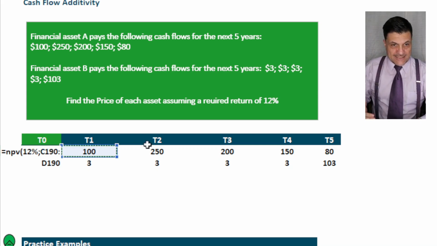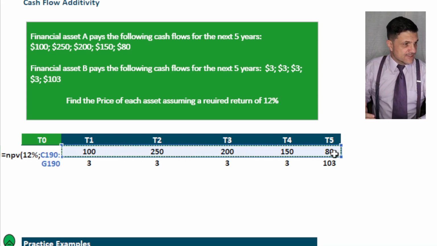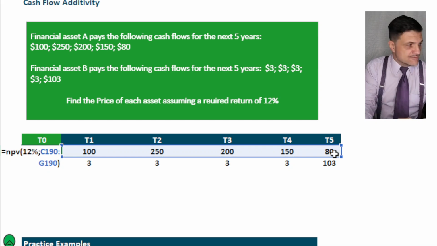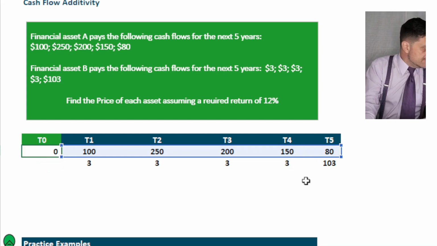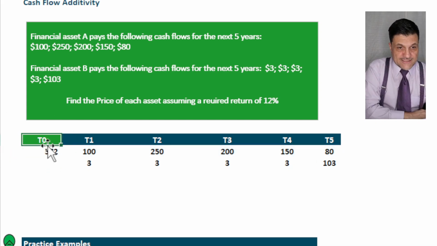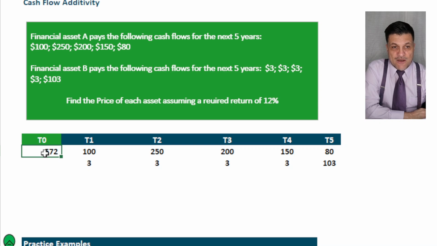Then I highlighted all those cash flows here. Then I'm going to close my parentheses, and then I get 572. It's the amount I should pay today. That would be fair. It would be equivalent to receiving 100, 250, 200, 150, and 80 with the risk involved, equivalent of 12%.